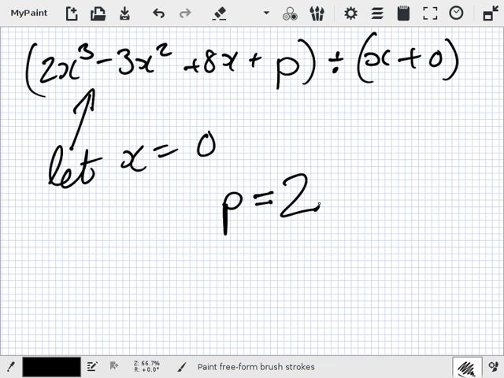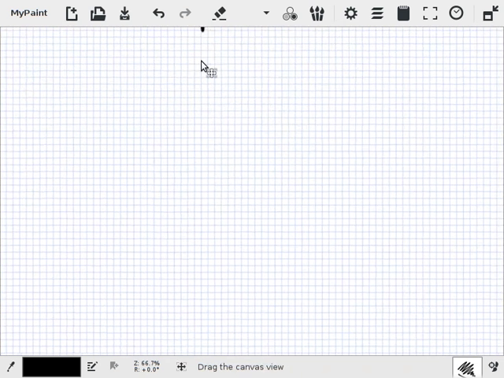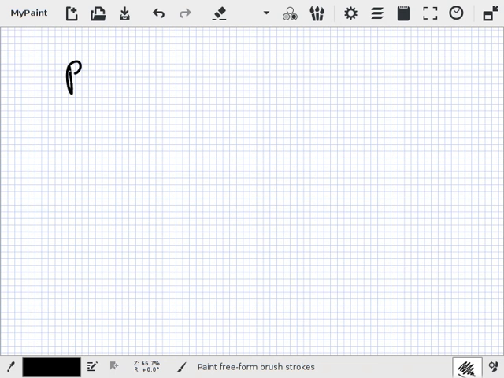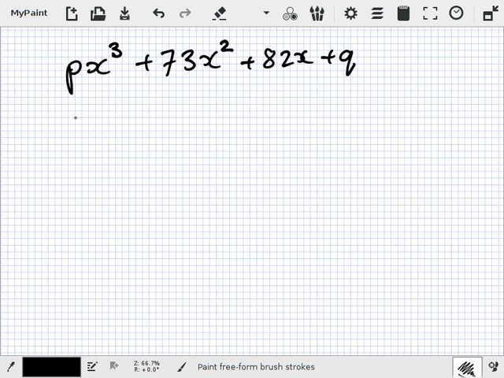Okay. What's next? Yeah, we solve 5 on the same page. Which one? 5G. Okay, 5G. Right, so I have here my cubic, Px cubed plus 73x squared plus 82x plus q, and you're dividing by x plus 3 and x plus 1. So x equals minus 3 gets put into there. So that is minus 27p.